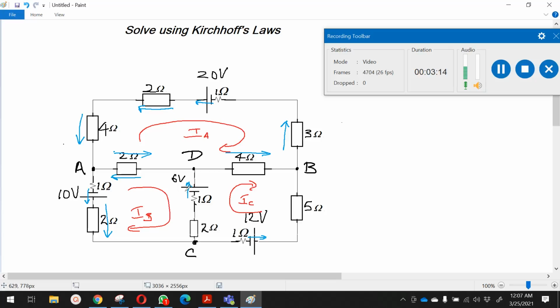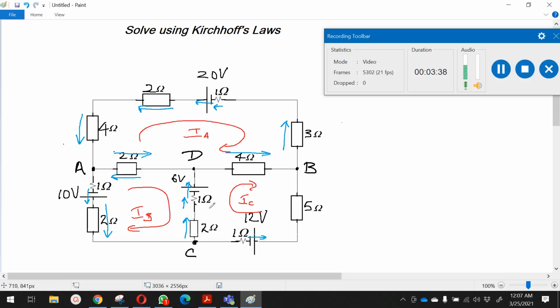In this 1 ohm resistor, the current is coming down, therefore the voltage must be going up. In this 2 ohm resistor, similarly, the current is going down, therefore the voltage must be going up. I notice I missed one here. This 1 ohm resistor has a voltage going in this way.